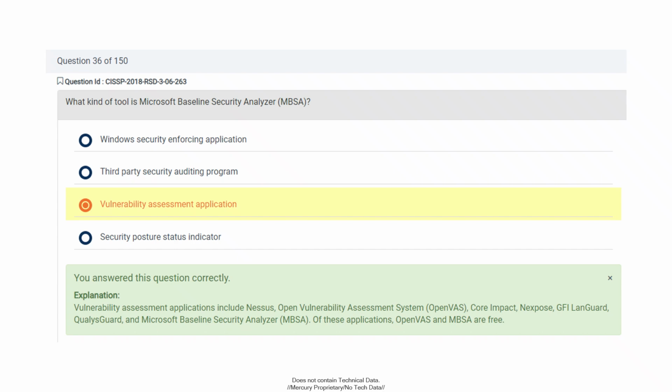For example, Nessus has a free version for up to about 15 or 16 computers. If you need more than that, which if you're a company you do, then you would have to buy either the professional or enterprise versions as well.